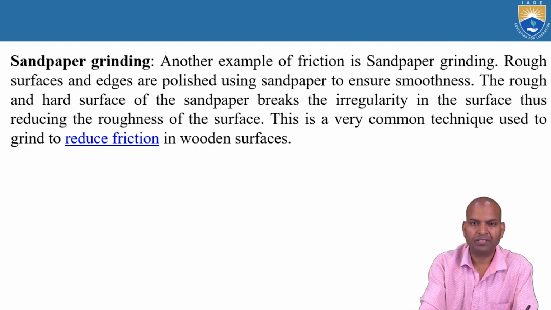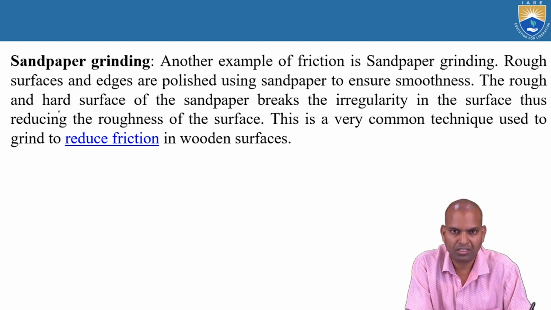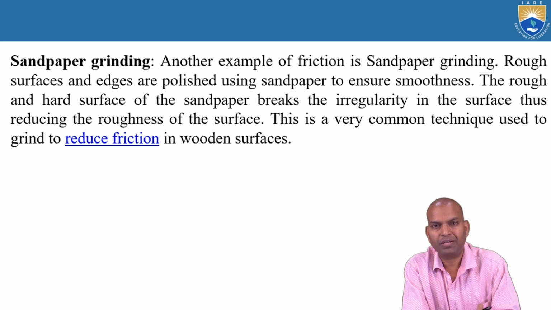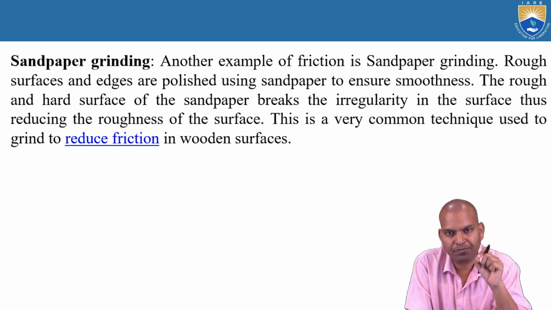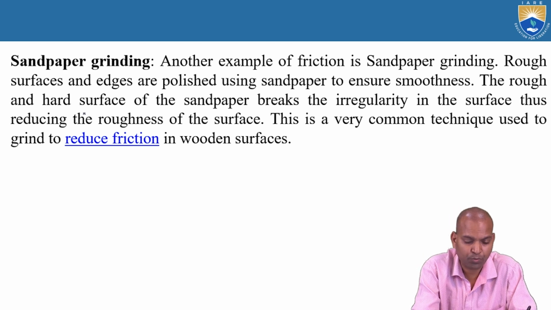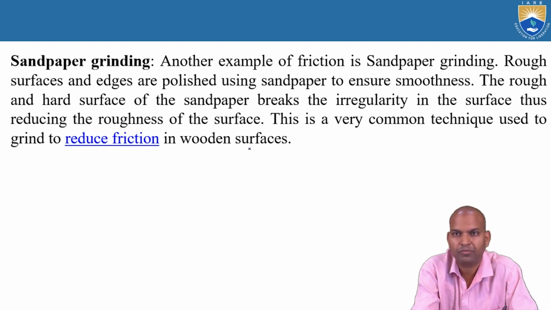Now coming to sandpaper grinding. The sandpaper grinding is a very good example and helps us understand better. Sandpaper has rough surfaces. This rough surface will rub on any component. The contact between these rough particles and the particles of the opposite component creates friction. If you apply force, due to friction, fineness will take place. Fineness means polishing using sandpaper to ensure smoothness. The rough and hard surface of the sandpaper breaks and removes the irregularity in the surface.